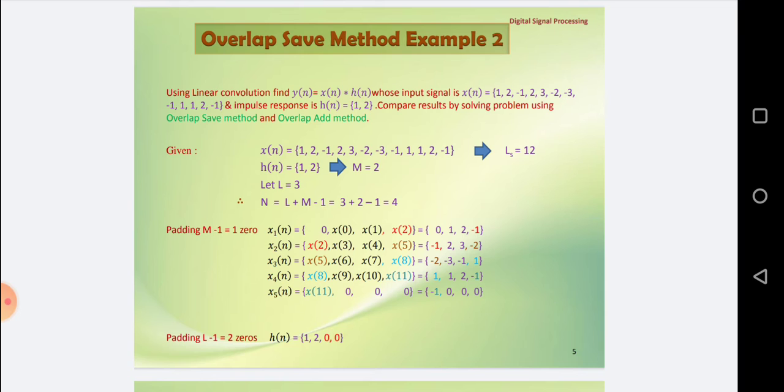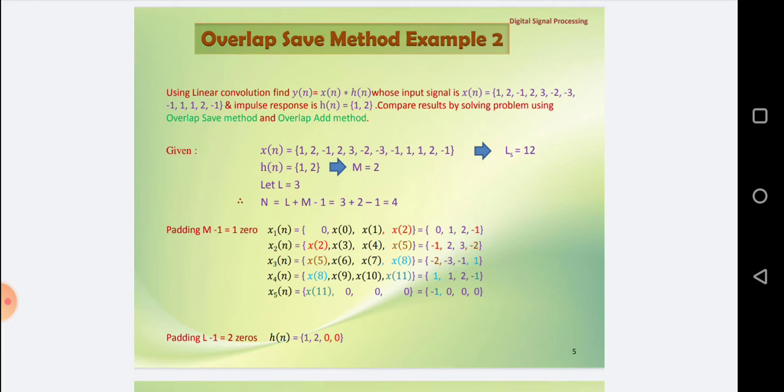But first, we have to keep a condition in mind. While writing the first sequence x1 of n, first write the first M - 1 elements as 0. The value of M is 2, so 2 - 1 = 1. So the first element will be 0, and next write L = 3 elements from x of n. So 0, 1, 2, -1 will be my first sequence x1 of n.